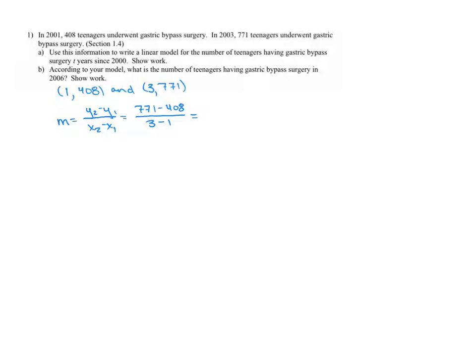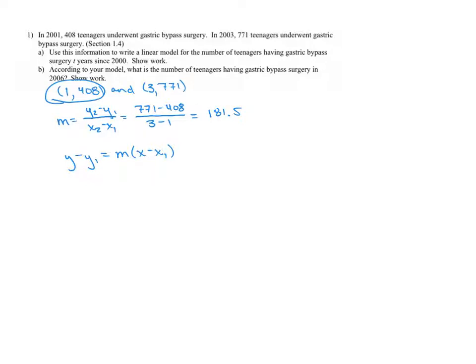We are allowed a calculator in this section, so we're going to go ahead and use our calculator to calculate that out. I get 181.5. Okay, that is the slope. We still need to finish finding the equation of the line. So we're going to use our point slope form. Our point slope form is y minus y1 equals m times x minus x1. I'm going to work with the first point here.